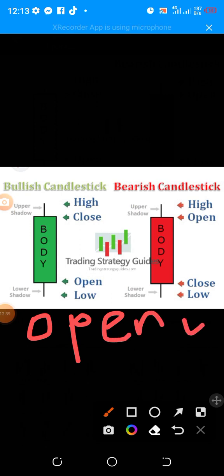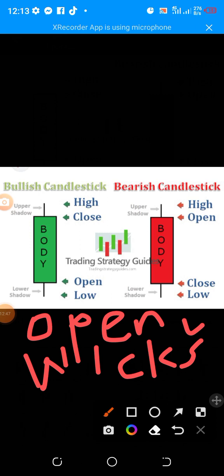Then the candle must have wicks. We call them wicks. What is the wick? It is where the price went so high or so low. But we also have candles that have no wicks. We call them malabuzo candles. They don't have wicks, they don't have tails. So those are called malabuzo candles.